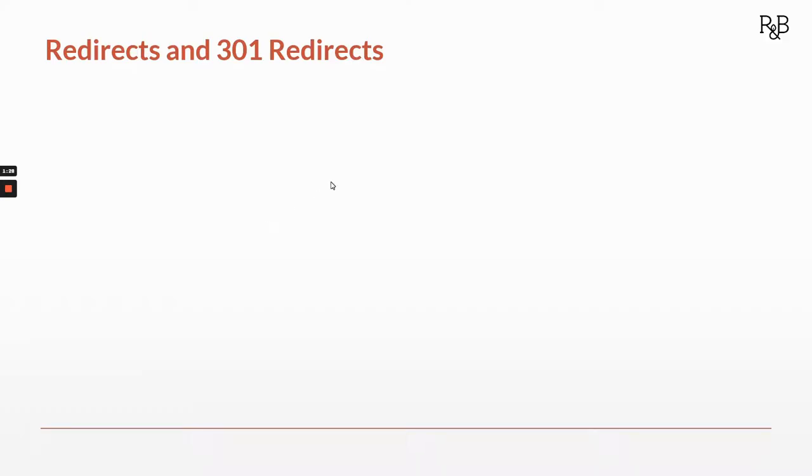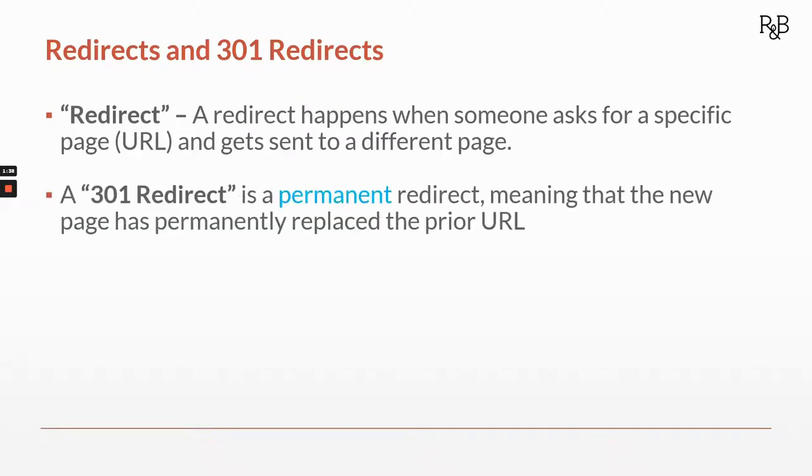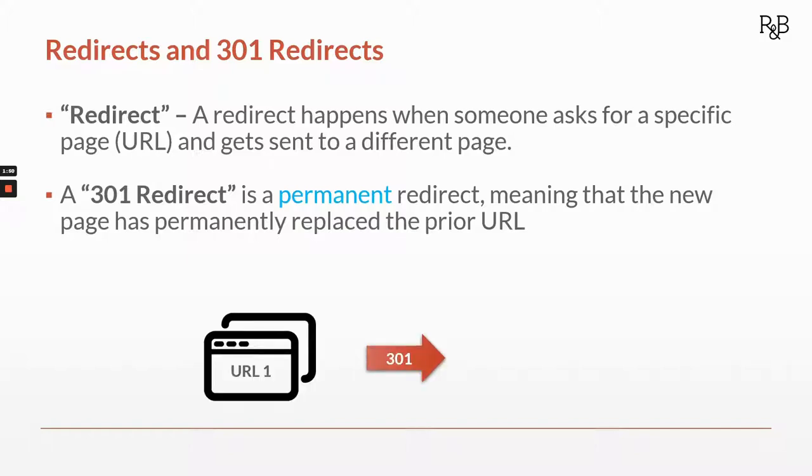First, let's do a quick primer on redirects and 301s in particular. A redirect happens when someone asks for a specific page, a specific URL, and they get sent to a different page instead. A 301 redirect is a special kind of redirect where it is a permanent one. That means the new page has permanently replaced the old URL. So there's the old URL, URL 1, 301 goes into place, and 301 means URL 1 is no more. Everything has been transferred to the new URL at URL 2.